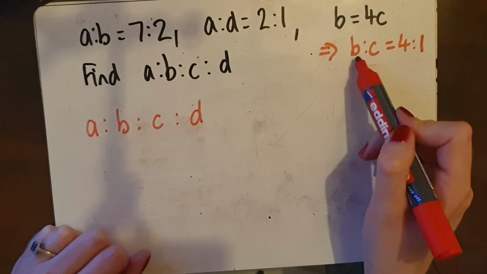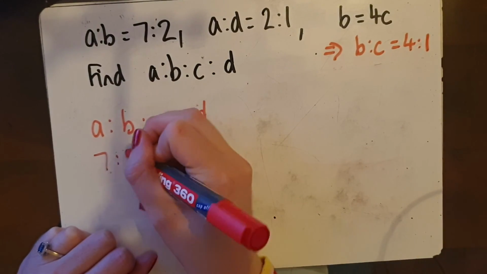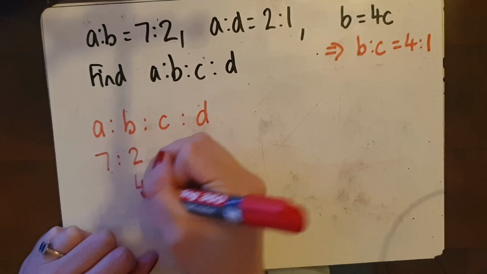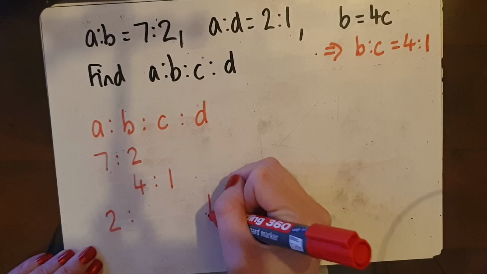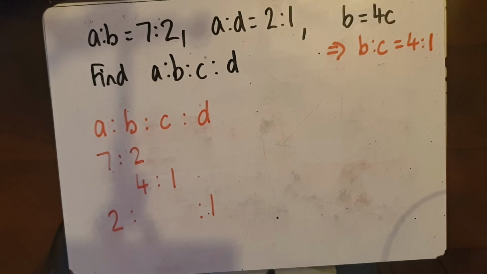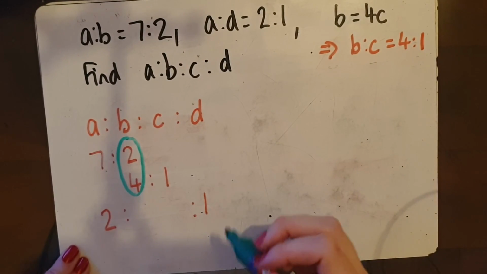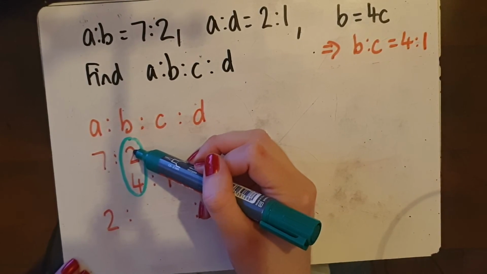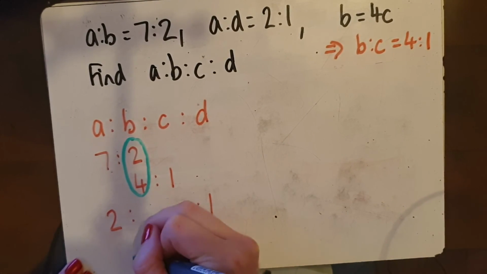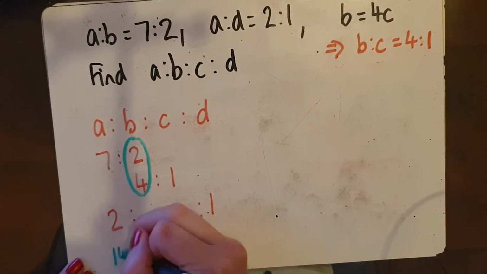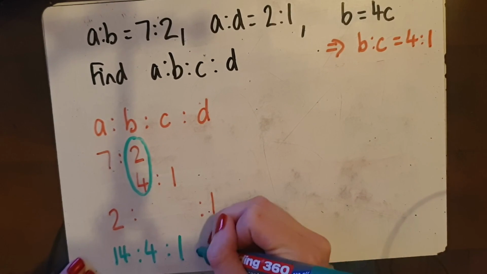So this equation means that B to C is in the ratio 4 to 1. We've got A to B is 7 to 2. We've got B to C is 4 to 1. And we've got A to D is 2 to 1. I'm going to use this column here to make my combined ratio. So I'm going to multiply this row by 2 so that I end up with the 4 that's there. And this 7 multiplied by 2 is going to give me 14. This stays as 1 because B was 4 when C was 1.